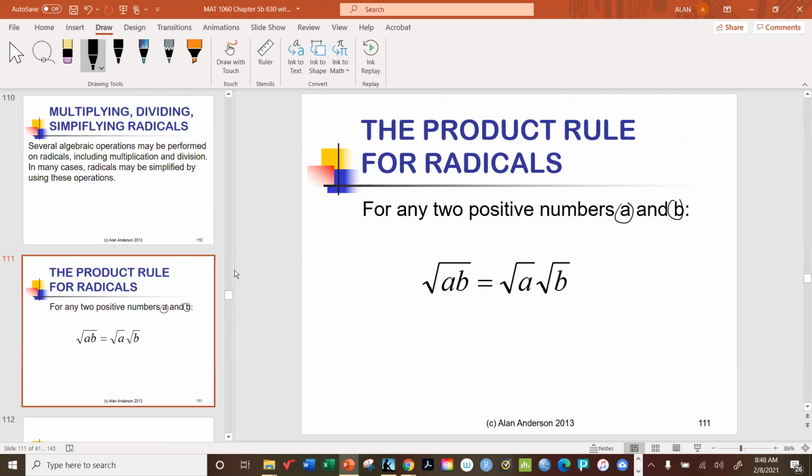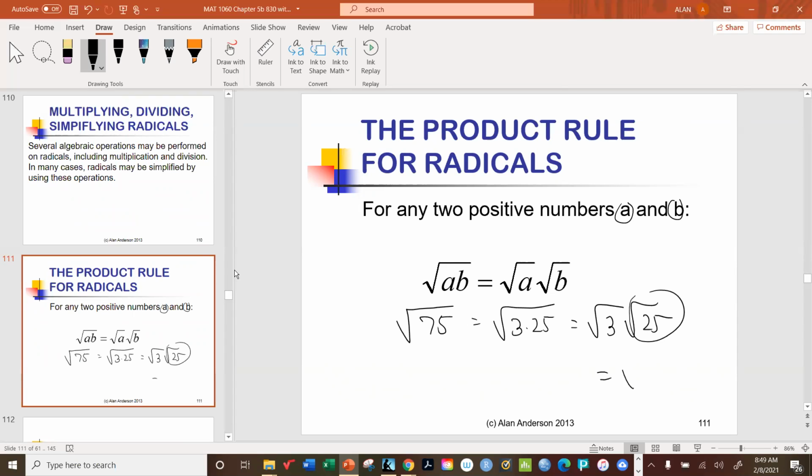If I have the square root or radical of a product, I can break it up into the product of these individual terms. So, for example, if I had 75, I could rewrite that as 3 times 25, and then I could rewrite it like this. And it means the same thing. And then, of course, this one is 5, so I could take it one step further and write it like this.